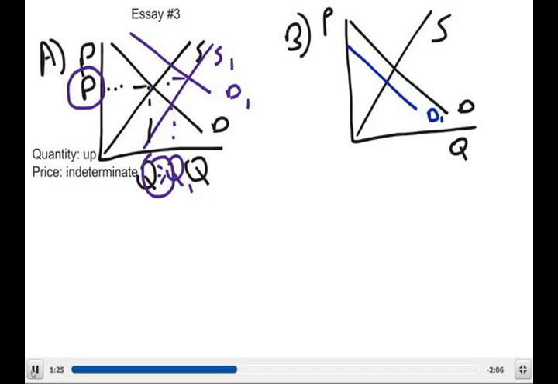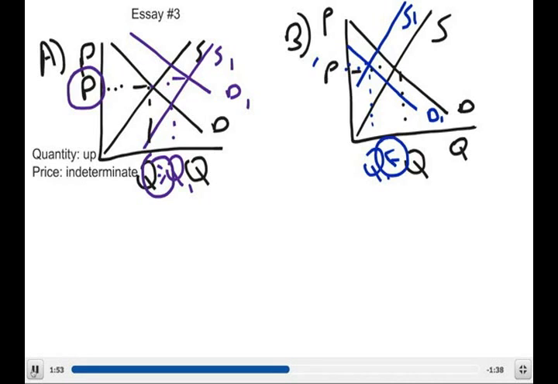And then we would look for our first price there. There's our original quantity. And then we would need to look at our new quantity and our new price. And what again we can see is our quantity went down. Price, again, we're not really sure.